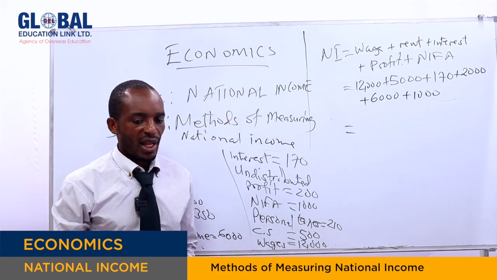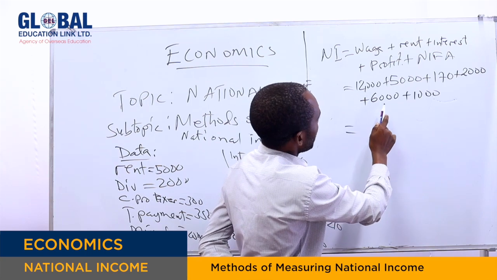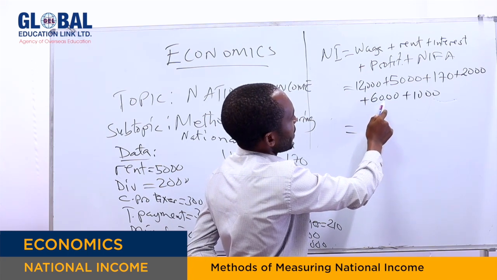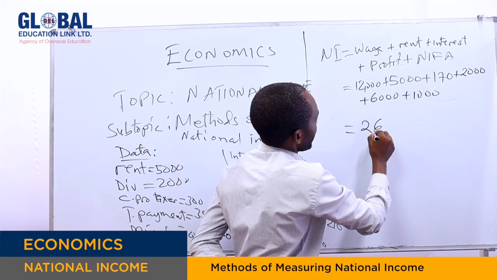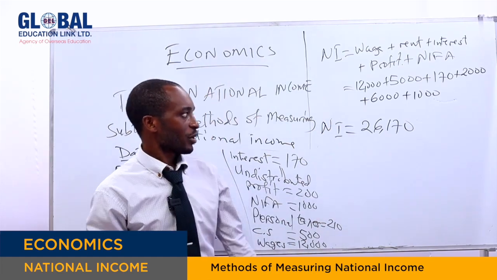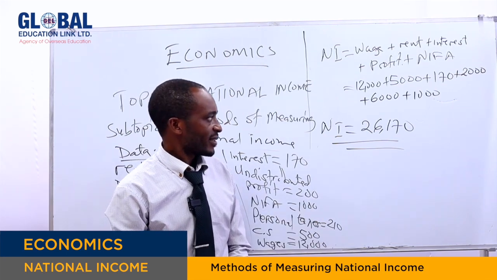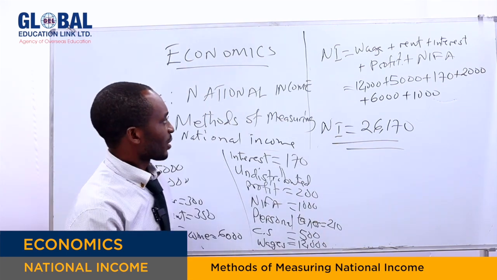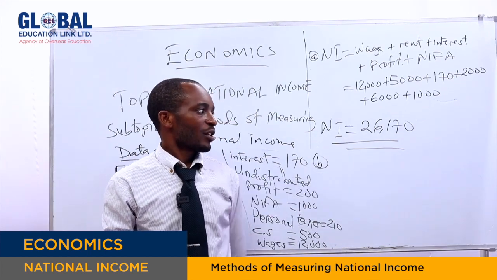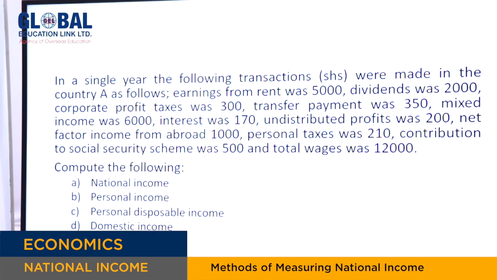So, when you add all this, it will be 17,000, then 19,000, 25,000, 26,170. So the national income, this will be at the factor cost. Since it is the income of factors of production, the national income will be 26,170. So Roman 2, here is B, we are asked to calculate the personal income. The personal income is obtained by taking the national income.